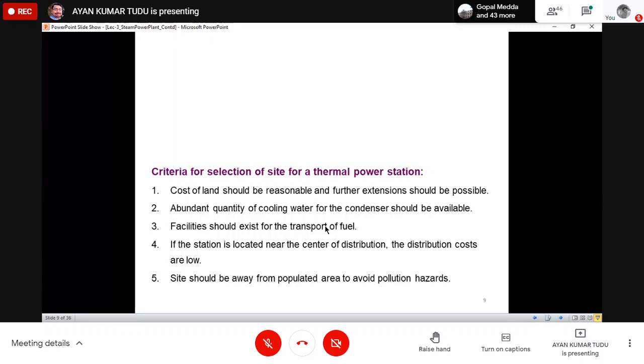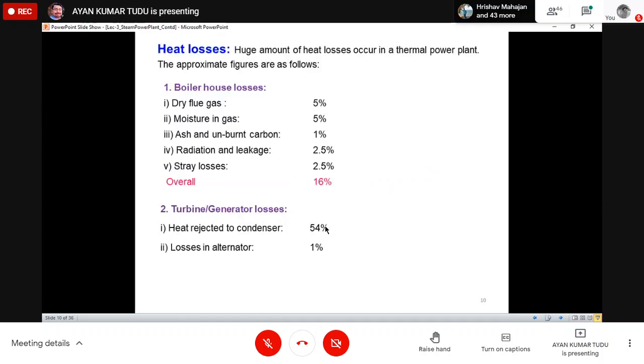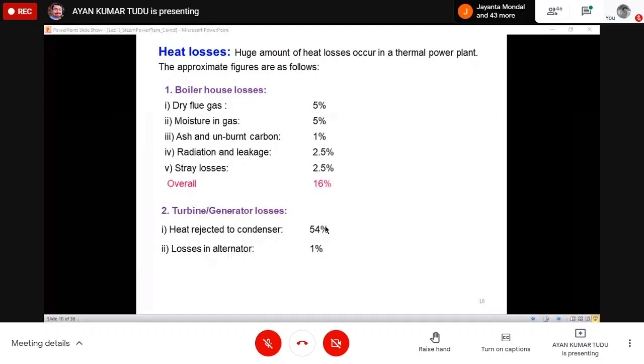Next, we are talking about the heat losses. So there is a huge amount of heat losses which occur in a thermal power plant. As you can see, the approximate figures. We have our boiler house losses. Okay, we have our dry flue gas.